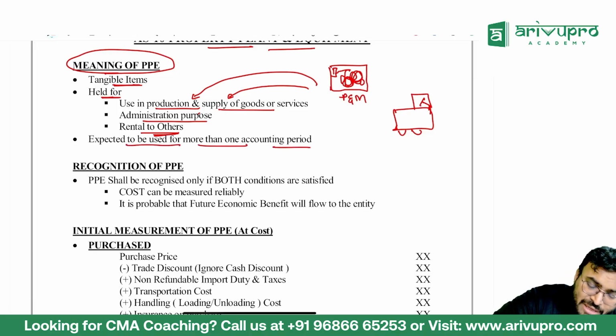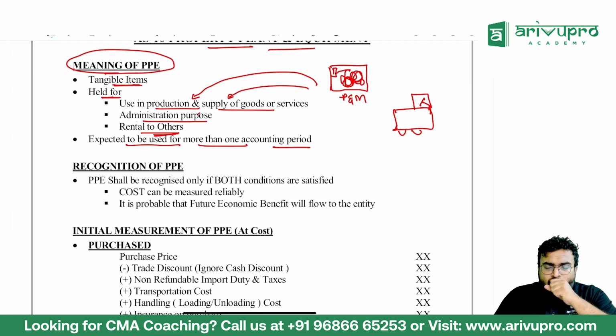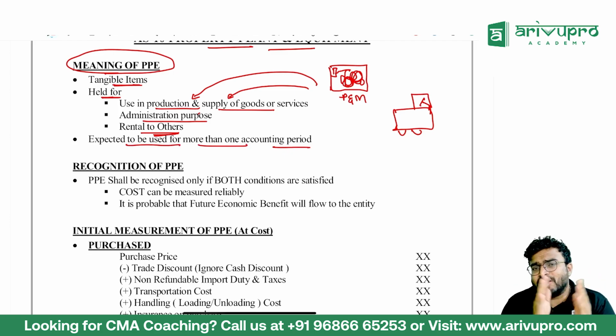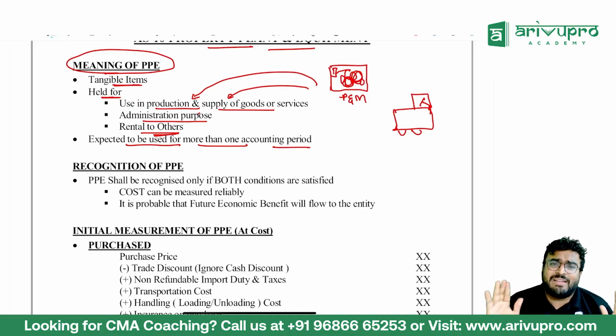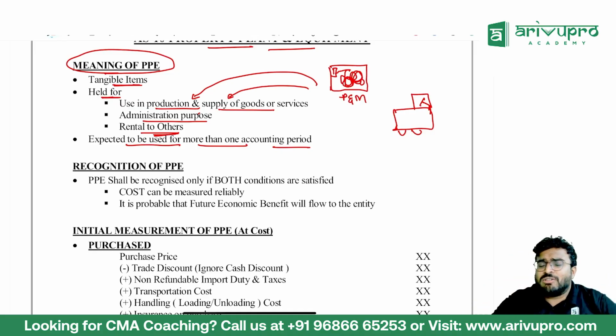Expected to be used for more than one accounting period. Okay guys, you are using it for production, administration and supply and all, fine. But if you are using it for less than 1 year, not asset. Because then you come across the concept of capital and revenue expenditure. If it is used for less than 1 year, it becomes revenue expenditure. So the asset should be used for more than one accounting period.